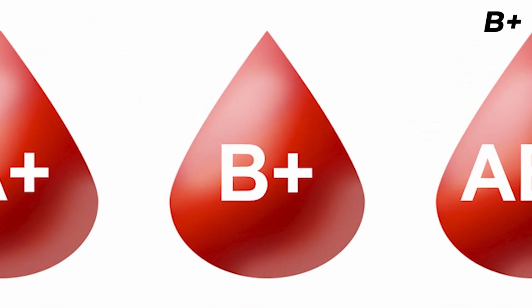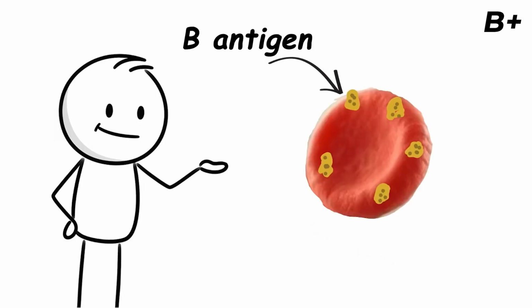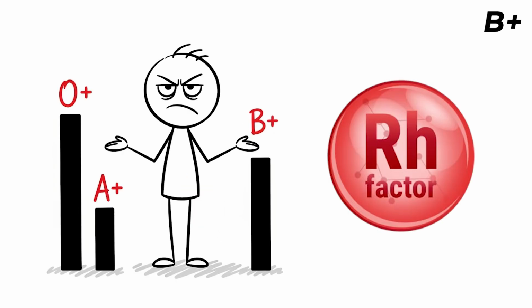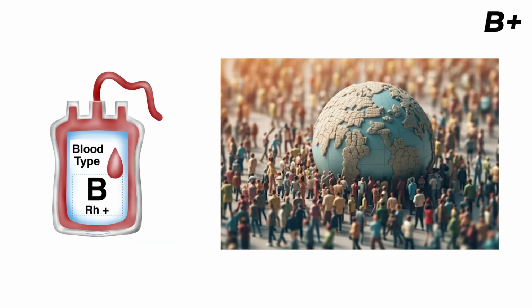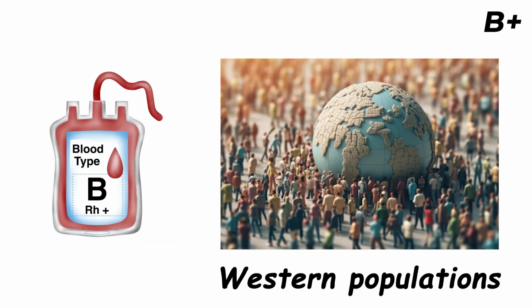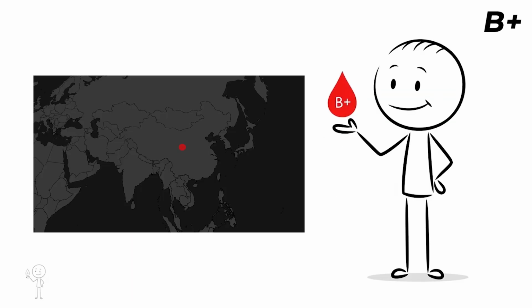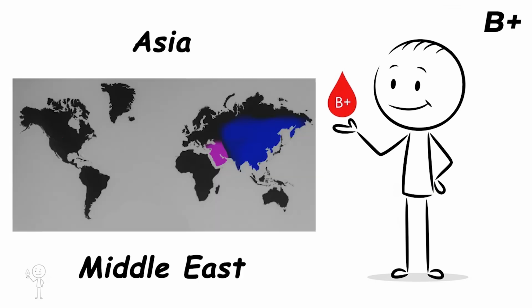B-positive blood is found in around 8 to 10% of donors. It is defined by B antigen and the Rh factor. People with B-positive can receive blood from B or O donors, regardless of Rh factor. B-positive blood is less common, especially in Western populations, so maintaining a reliable supply is harder in some regions. Genetic maps show B originated in South Asia and spread unevenly, peaking in Asia and the Middle East.